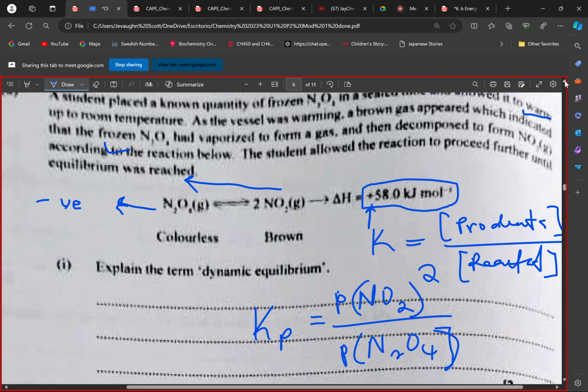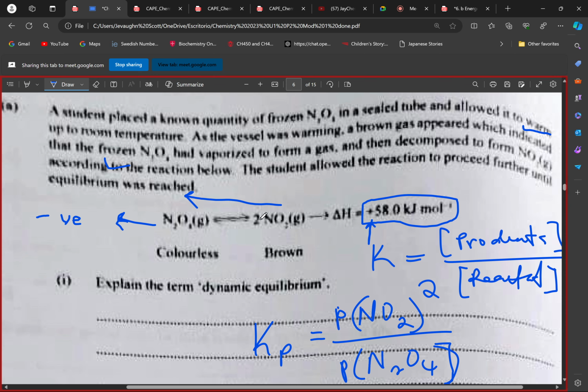Oh, so it's the temperature of the system. The system, yes. Since we're decreasing the temperature, we're going to have a shift in this direction, as you can see here, and we're shifting from brown to colorless.